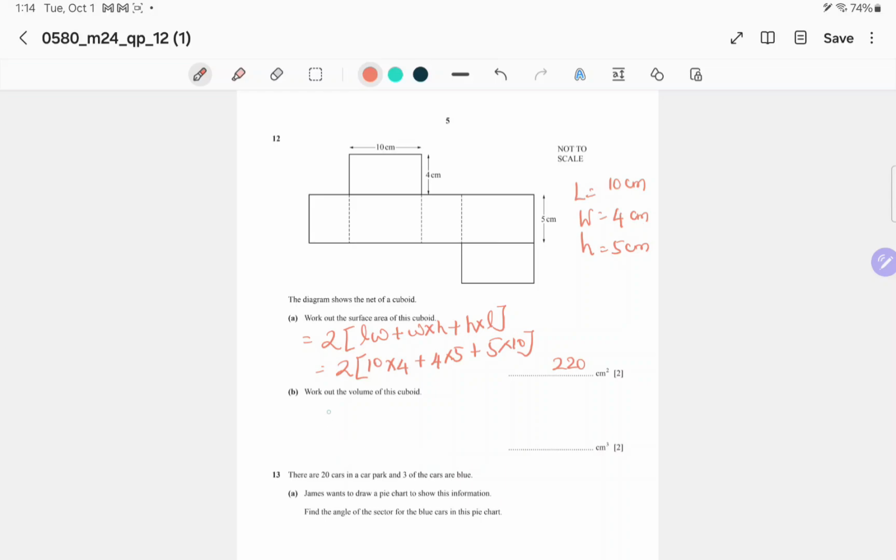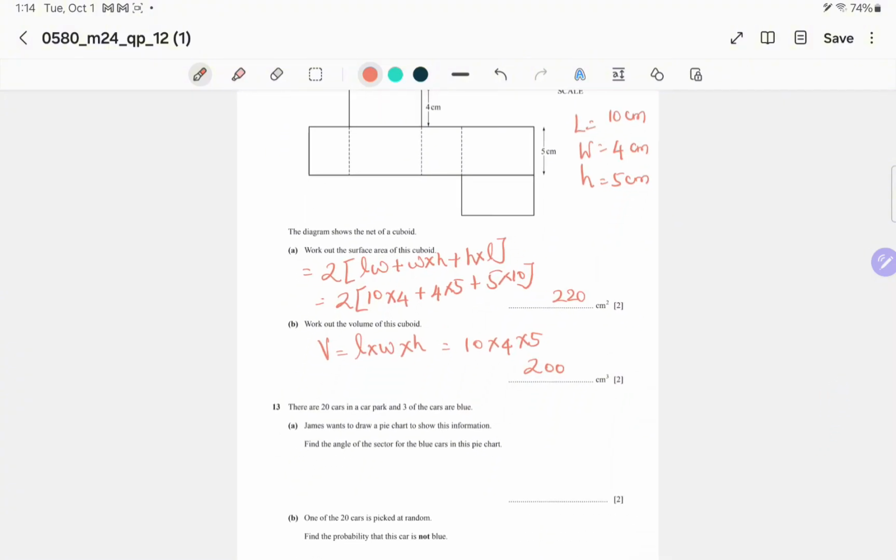So the volume of the cuboid formula is volume equals length times width times height, which is equal to 10 into 4 into 5, which is equal to 200 centimeter cube. Now the last question, the 13th question of this page.